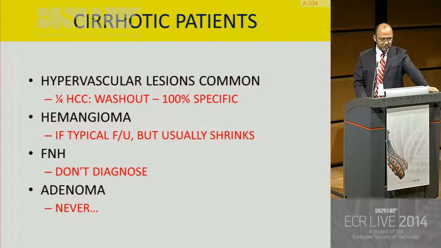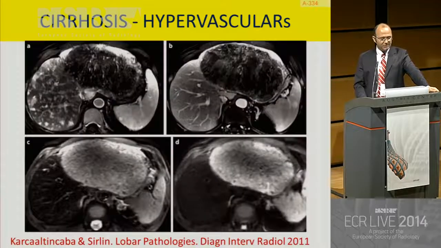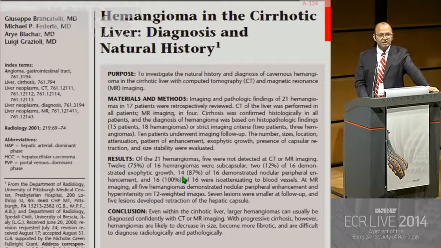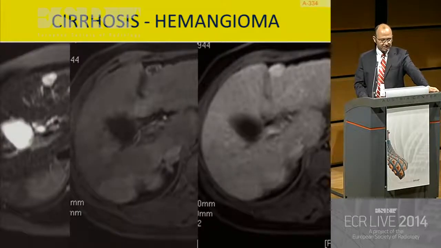Okay, cirrhotic patients, you have to be very careful because hypervascularity is important, but only a quarter of them turn out to be HCC. Most of them are AV shunts. You can see blending with the normal liver and no diffusion restriction. And you have to be careful. Hemangiomas usually shrink in cirrhotic livers. This was our case. We usually follow these patients.